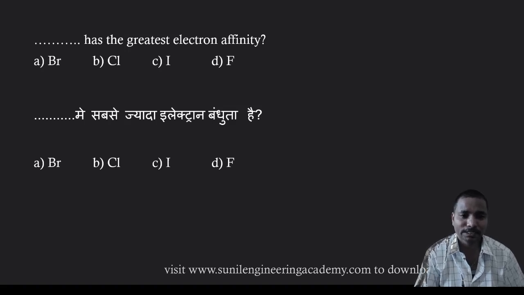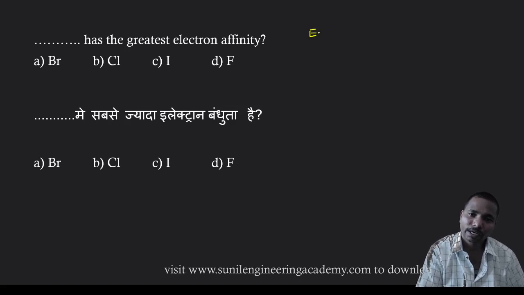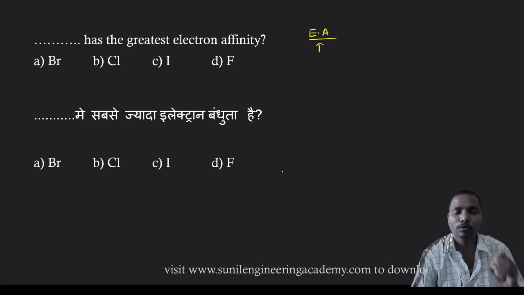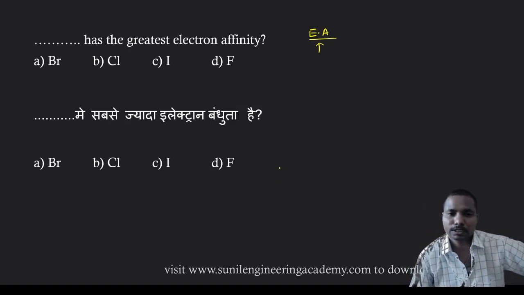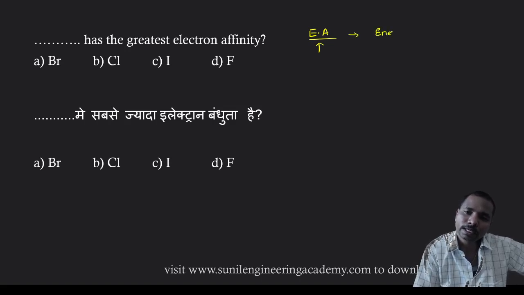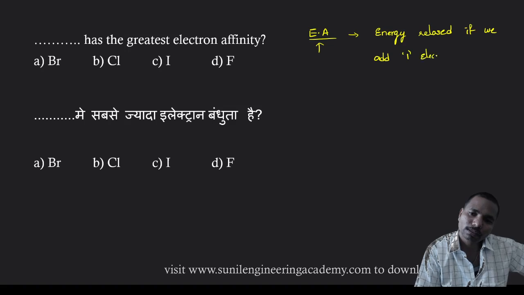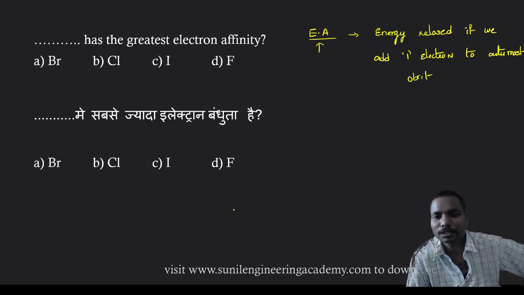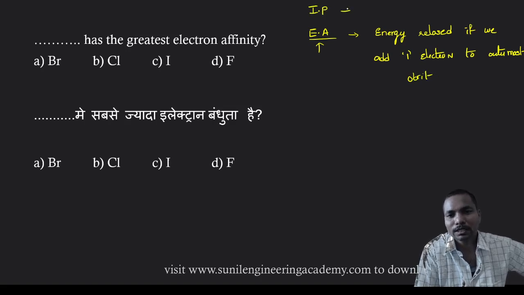The next one: which has the greatest electron affinity, or highest electron affinity? Electron affinity is somewhat the opposite of ionization potential. It is the energy released if we add one electron to the outermost orbit. Somewhat of a reverse, not fully reverse. In IP, ionization potential, we are removing an electron. Energy is required there, but energy is released here.